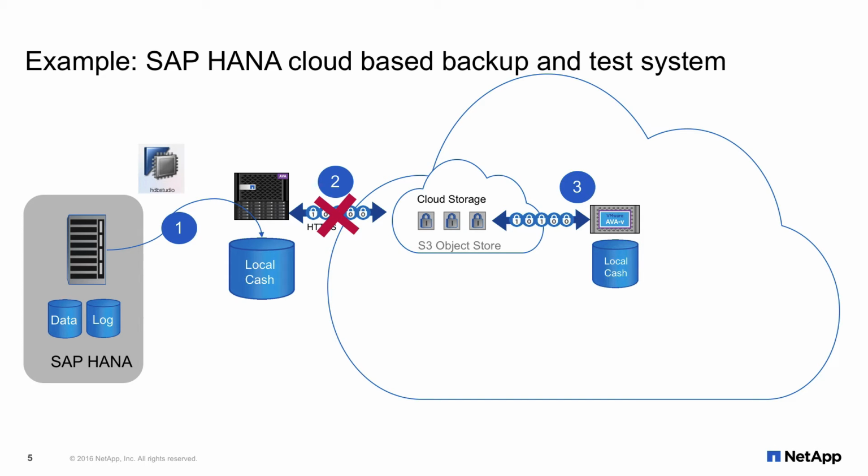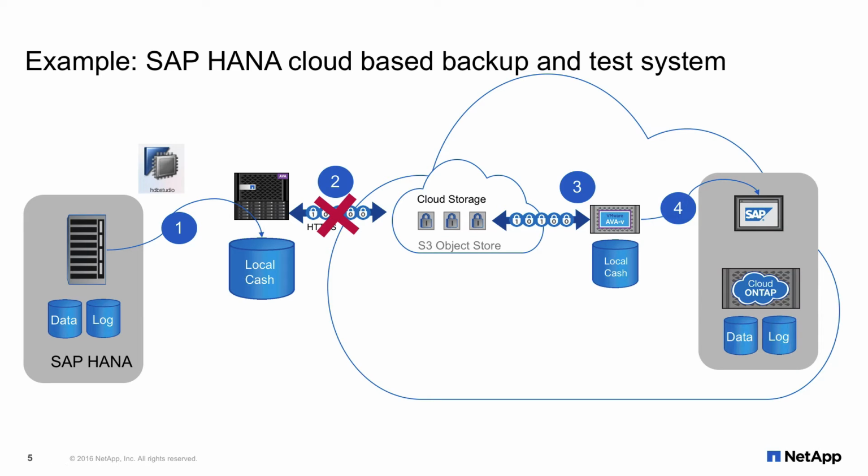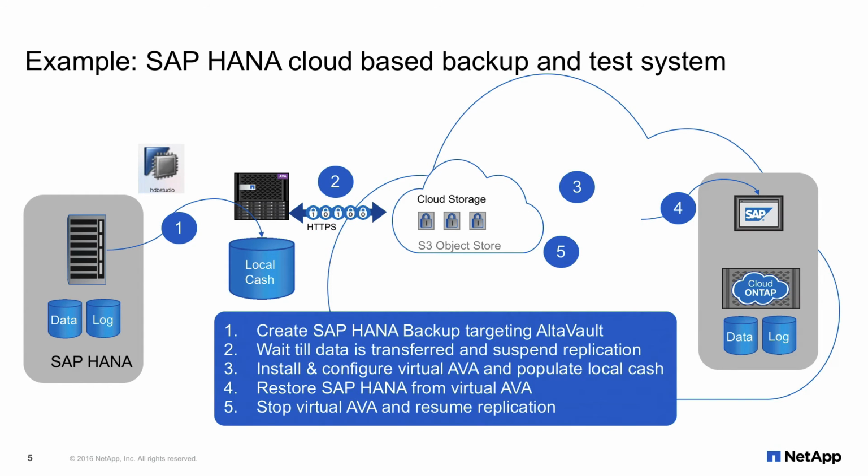Step 3. In the cloud, provision a virtual AltaVault appliance and configure it using your saved configuration. You may also pre-populate the local cache to speed up the restore process. Step 4. Restore your DR SAP HANA system based on the recent backup, which is now available at the Disaster Recovery AltaVault appliance. Finally, step 5. Resume the primary AltaVault cloud synchronization, but before that you have to unlink or uninstall the virtual AltaVault in the cloud. With this overview, let's look at the video.